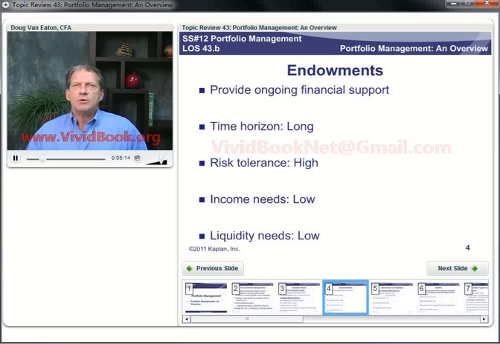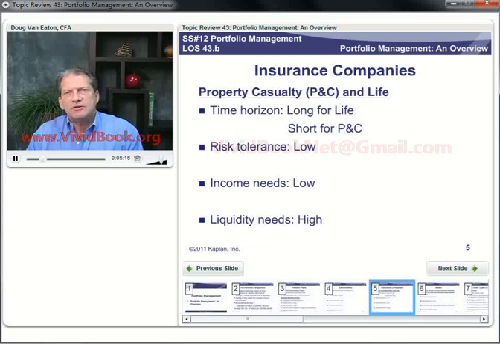Now the next one we want to look at here is insurance companies, and we want to look at two types here. We can have property and casualty companies, like homeowners insurance, car insurance, things like this, and life insurers. They have a little bit different needs because the time horizon is fairly long for life insurance companies and short for property and casualty companies.